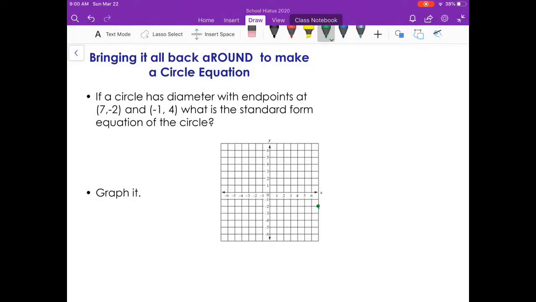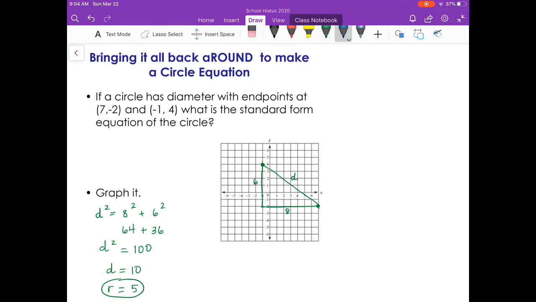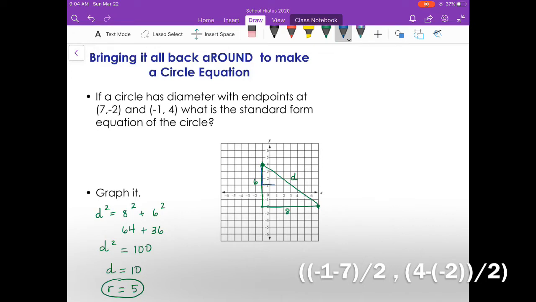If a circle has a diameter with endpoints at 7, -2, and -1, 4, what is the standard form equation of the circle? Let's start by plotting these 2 points and creating a triangle to calculate the length of the diameter. Remember that the diameter is twice the length of the radius, so if the diameter is 10, the length of the radius is 5. Find the center of the circle by locating the midpoint of the diameter.